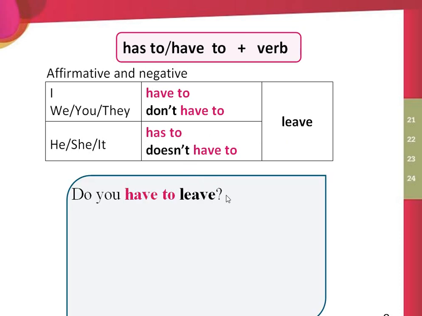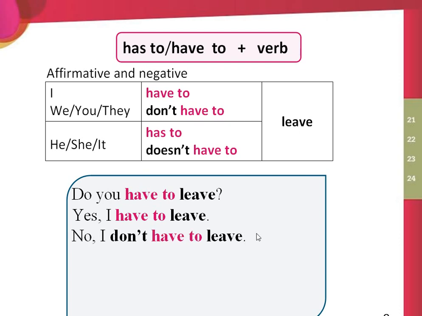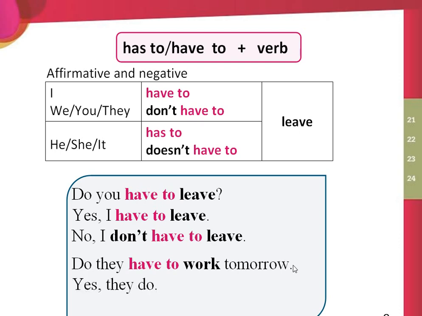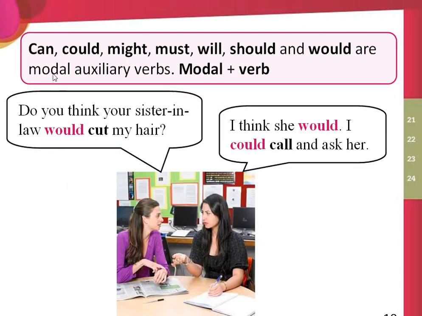Example sentences: do you have to leave? Yes, I have to leave. No, I don't have to leave. Do they have to work tomorrow? Yes, they do. No, they don't.